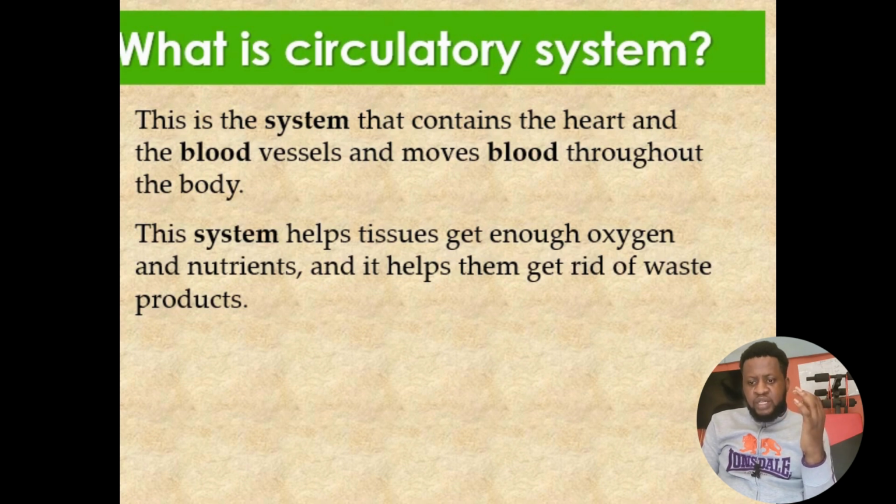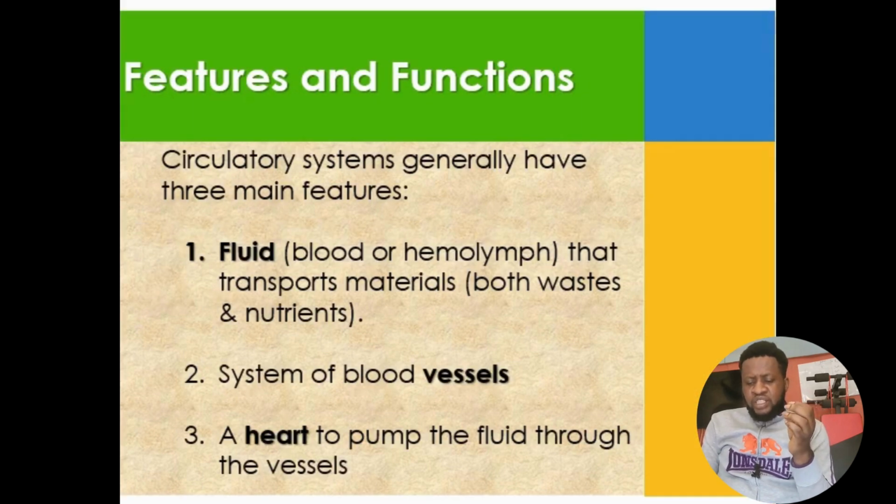So this is a system that contains the heart and the blood vessels that moves blood throughout the body. That's what I said before, because of the word system. All right, we look at the features now. Circulatory systems generally have three main features, like I just mentioned before.